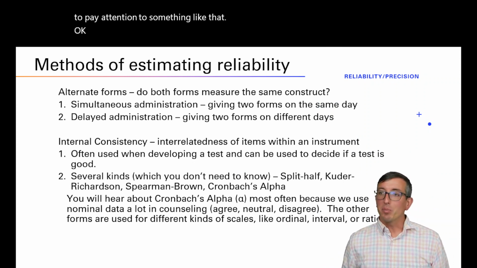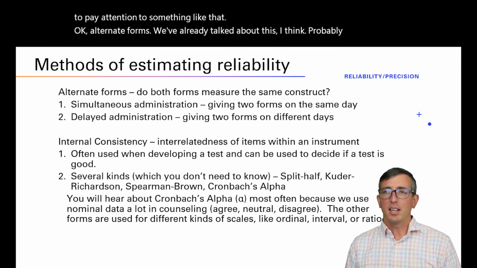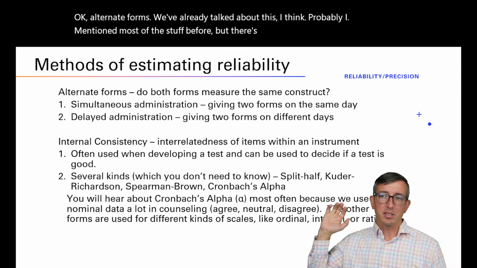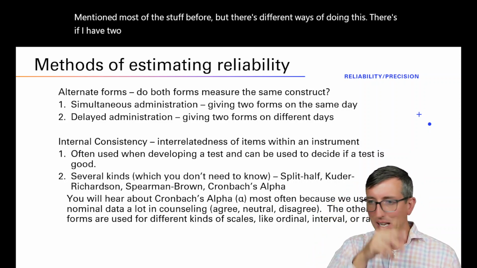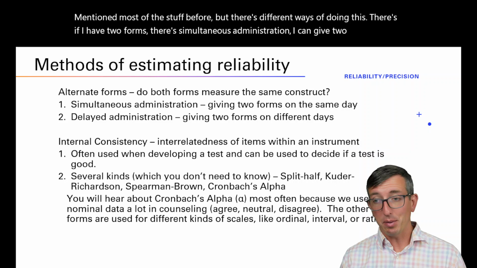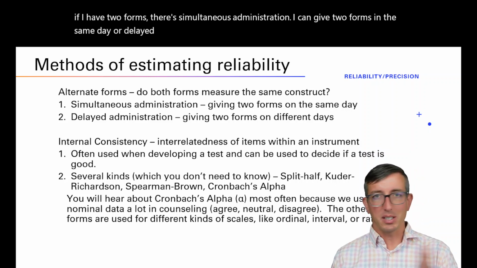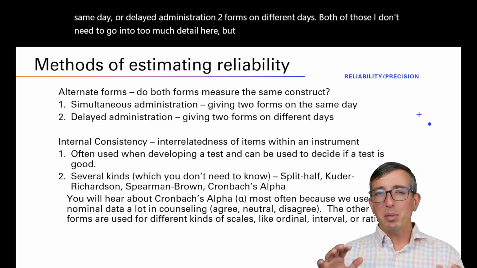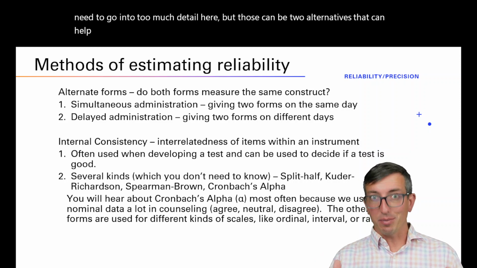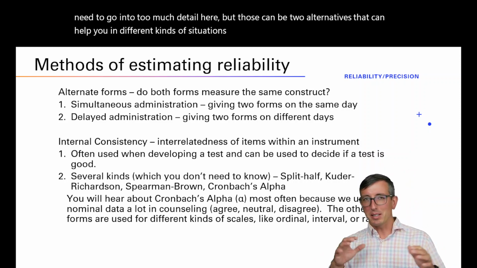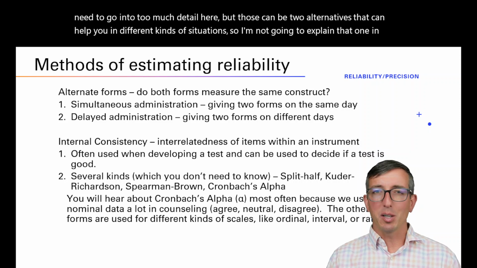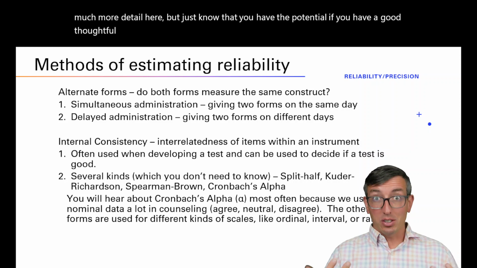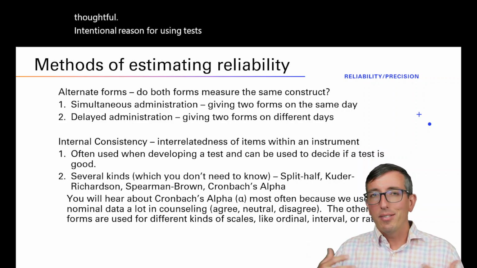Okay, alternate forms, we've already talked about this. I think probably I mentioned most of this stuff before, but there are different ways of doing this. If I have two forms, there's simultaneous administration, where I can give two forms in the same day, or delayed administration, two forms on different days. I don't need to go into too much detail here, but those can be two alternatives that can help you in different kinds of situations. Just know that you have the potential, if you have a good, thoughtful, intentional reason for using tests a certain way, that's the kind of flexibility that you have.